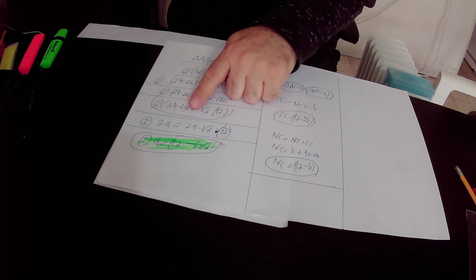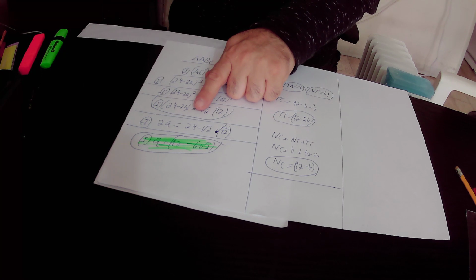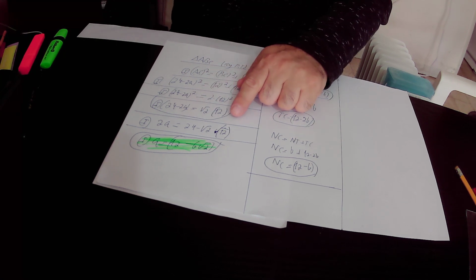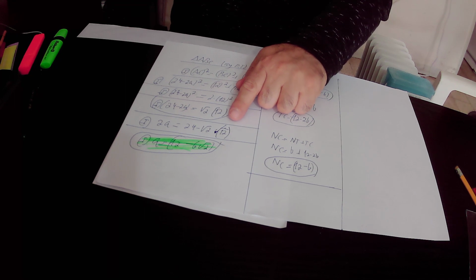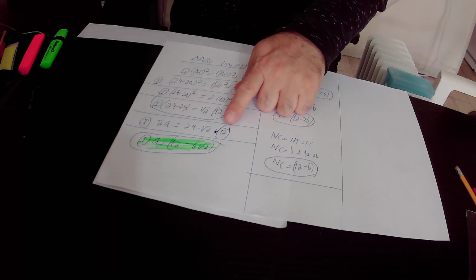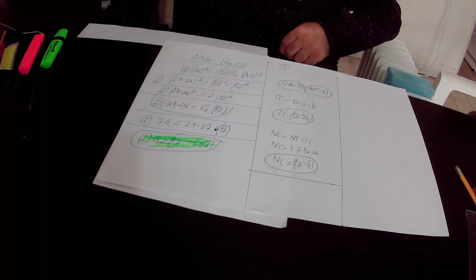We divided this equation number 1 by 2, and we got that A equals 24 over 2, which is 12, minus 12 over 2, which is 6, times square root of 2. So in conclusion, we found out that A, the radius of the circle, equals 12 minus 6 times square root of 2 units.